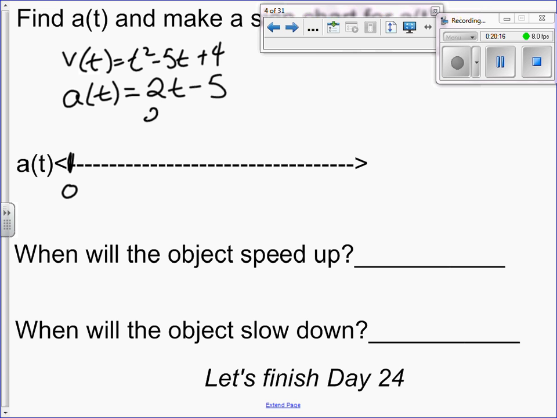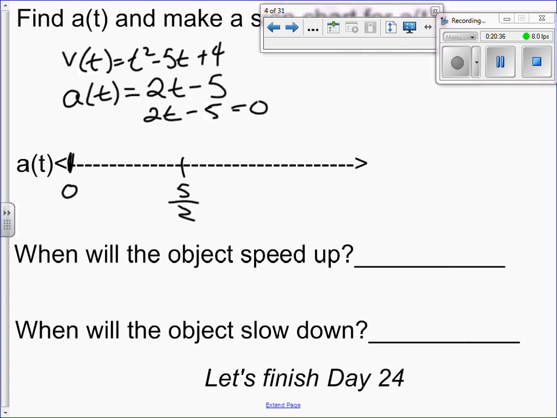If we set this, because it's always defined, at what value of t is acceleration 0? 5 over 2. I'll put it over here. So do we all agree that the only place that the acceleration could change sign would be at 5 halves, when t equals 5 halves?